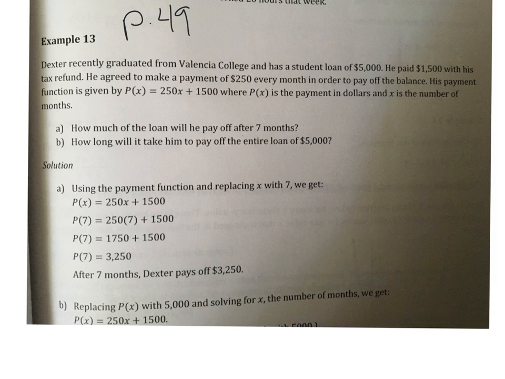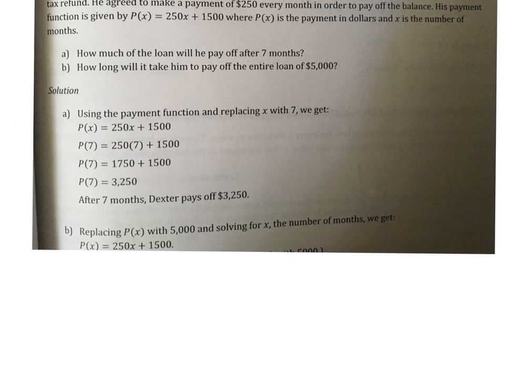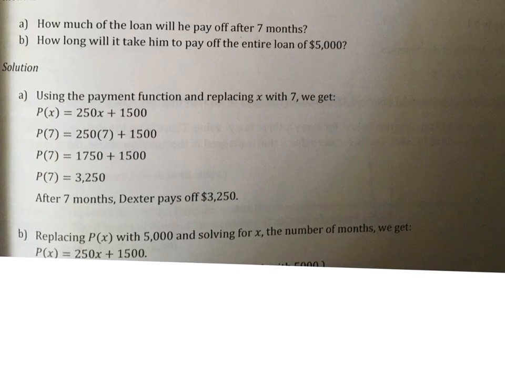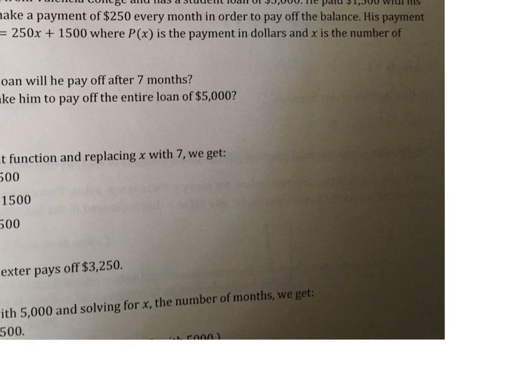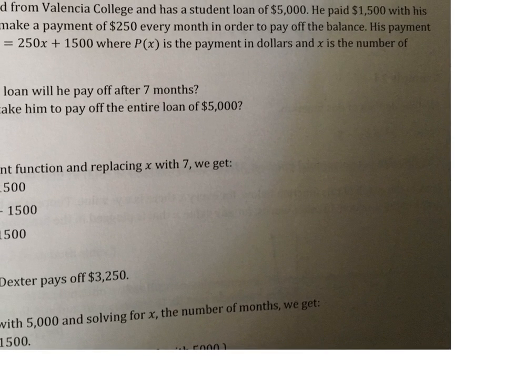So let's rewrite, see if I can go up a little bit and maybe zoom. I can write over here, I think. Let's rewrite the function. P of x equals 700, no, is it 750? I don't think so.